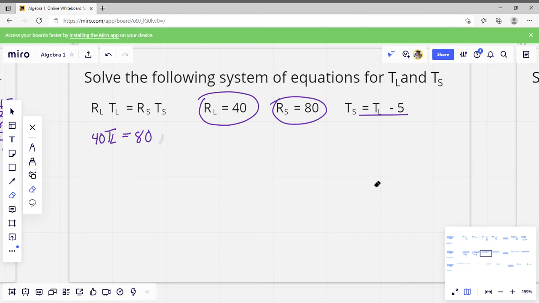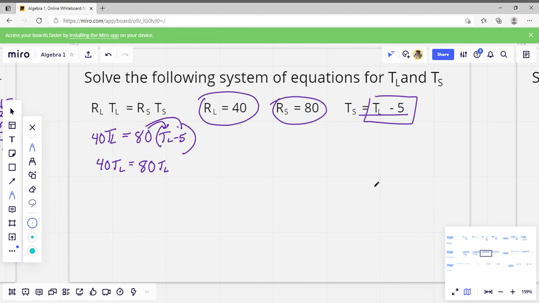Hang on. Okay, so basically we're multiplying times TS, and TS is TL minus 5, so we substitute that value in where it says TS. So we're going to say TL minus 5. Alright, so we're going to have to rainbow this part. So first we got 40 TL equals 80 TL. And then we need 80 times 5. 8 times 5 is 40, that'd be 400.